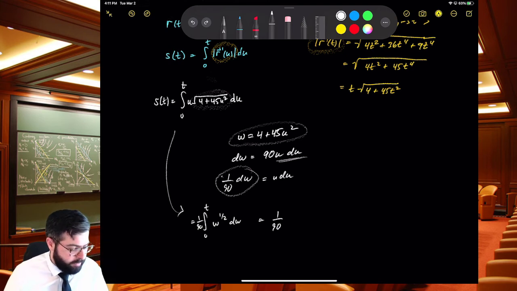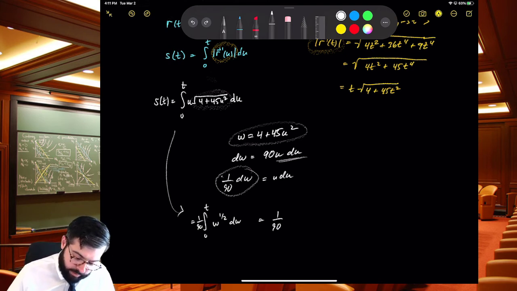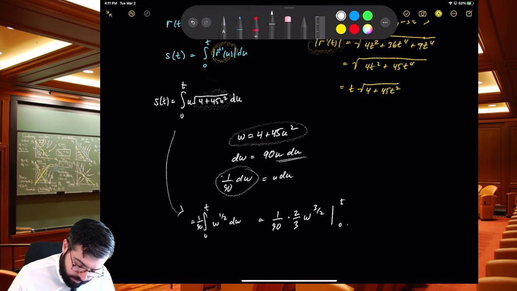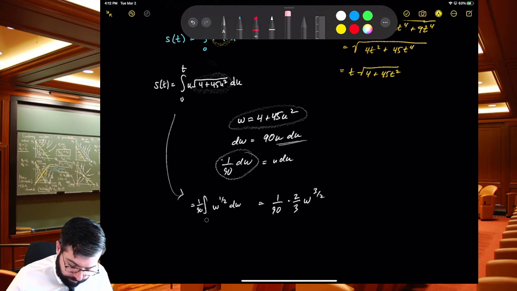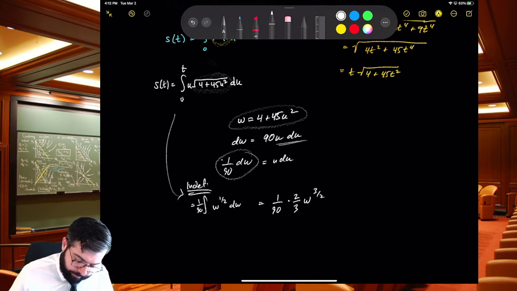No longer on par with my notes. I'm wondering if the notes are wrong or if I'm wrong here, but we'll figure it out. So what this becomes times 2/3 w to the 3/2 between t and 0. We're not going to bother with the subs here for now, right? Maybe I should actually be super careful and go to indefinite for a moment, so I don't have to worry about the bounds of integration, subbing those in for w.